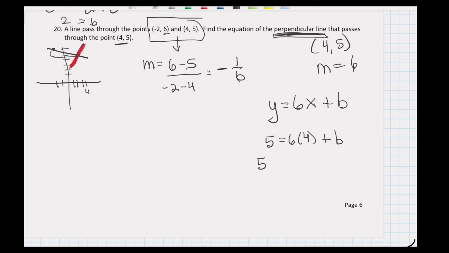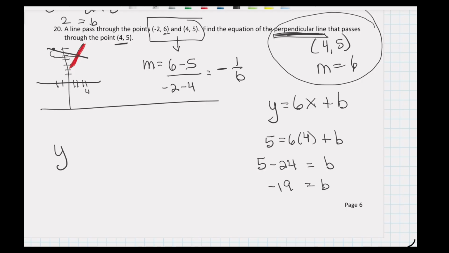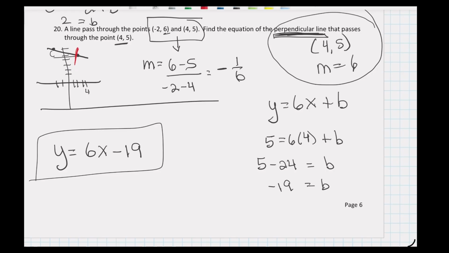So 5 minus 24 equals B. So negative 19. All right, let's write down my answer. The equation of this line, or the red one in our picture, is y equals 6x minus 19, which means my graph is way off, and it should be extremely steeper. All right.